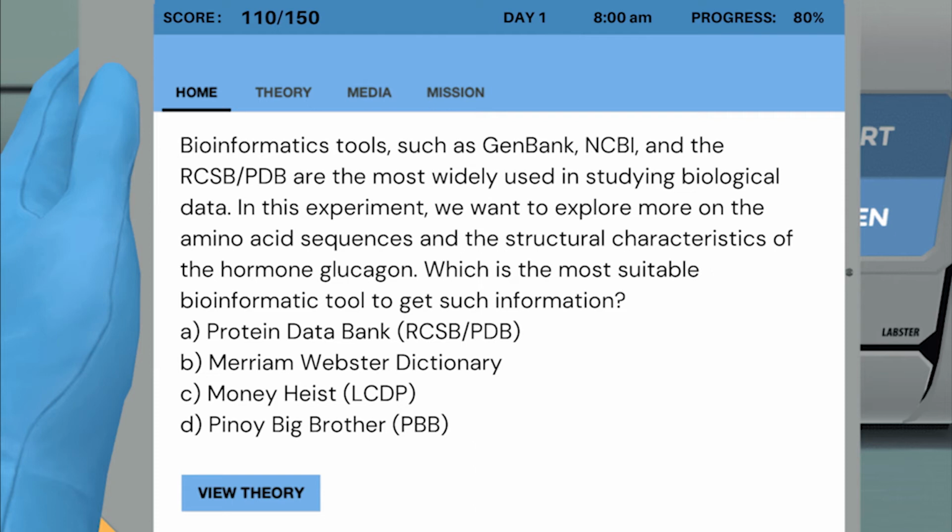In this experiment, we want to explore more on the amino acid sequences and the structural characteristics of the hormone glucagon. Which is the most suitable bioinformatic tool to get such information?